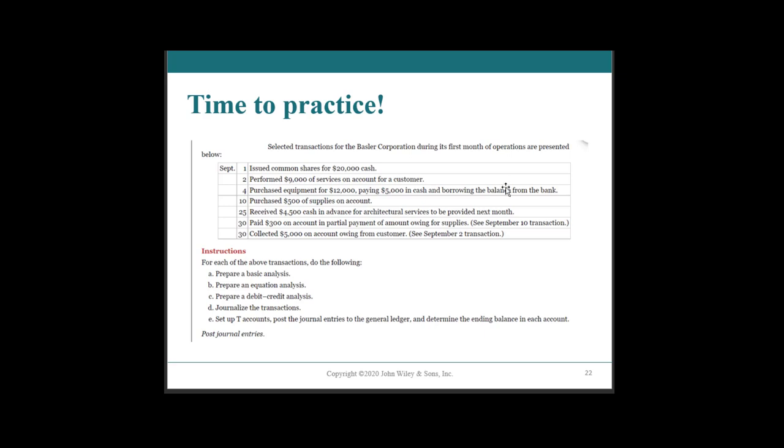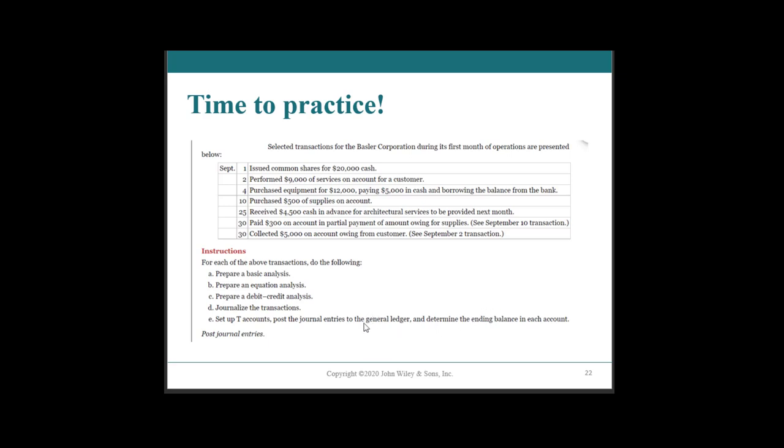Okay, so for this one, I would like you to, for each one of these transactions, go through and effectively work through the steps to journalize the transaction. So prepare an analysis, stick it into our equation. Is it a debit credit analysis? Then journalize it, set up the T accounts, and post the journal entries to each one of the accounts in the appropriate place.